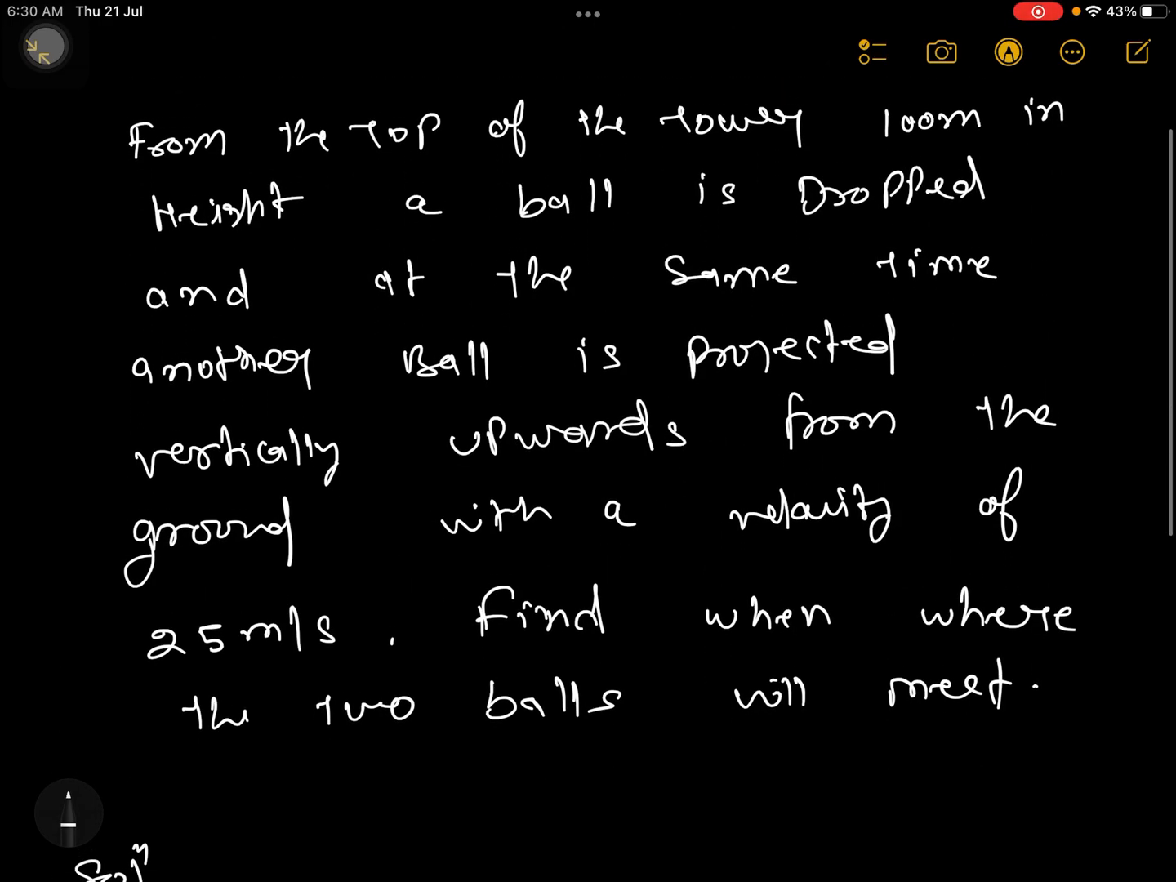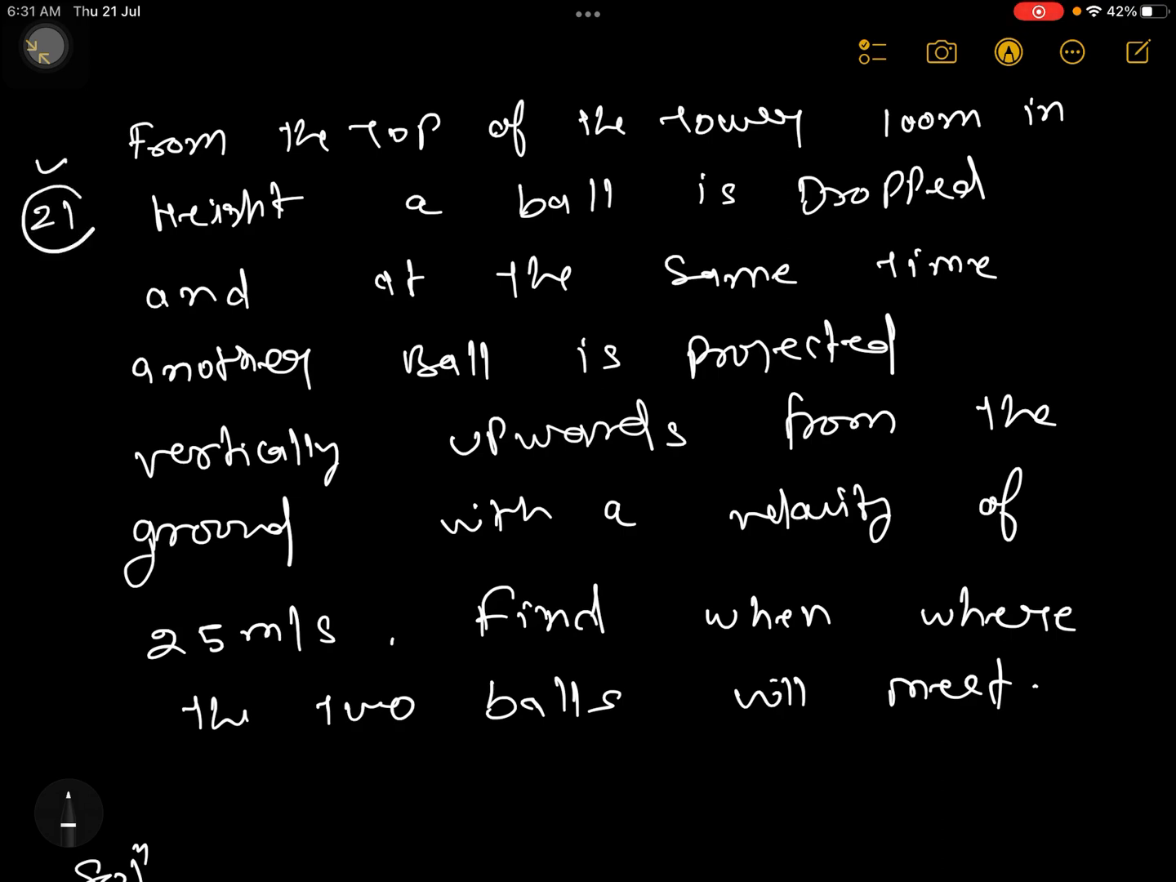So let's solve this numerical in physics in one dimension motion. It is a very good numerical and I have selected a list of all the best numericals. See, why I am uploading single numericals is so that you can practice a single numerical with full focus. So this is my next numerical.